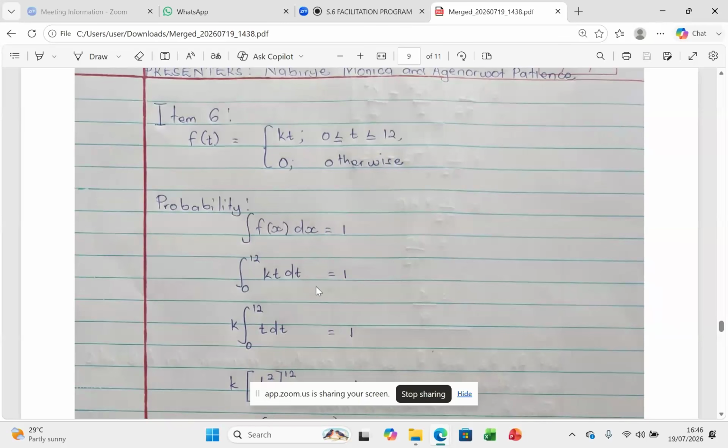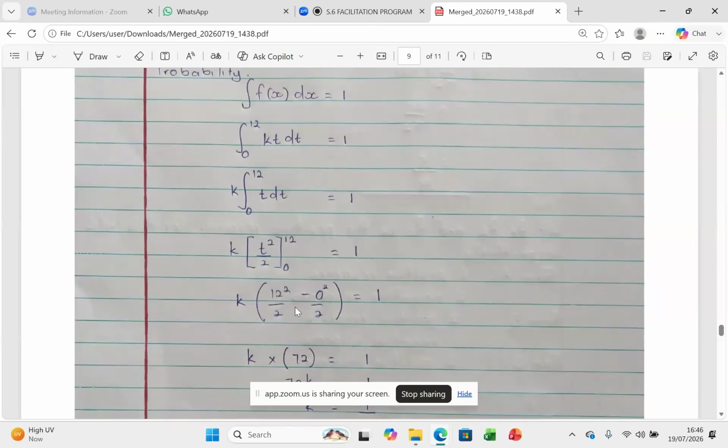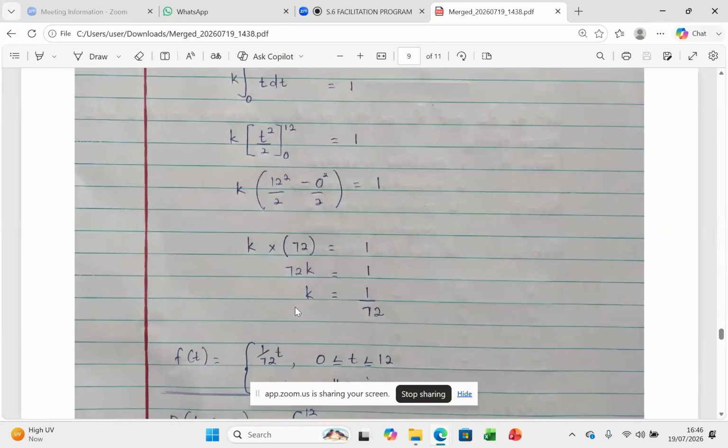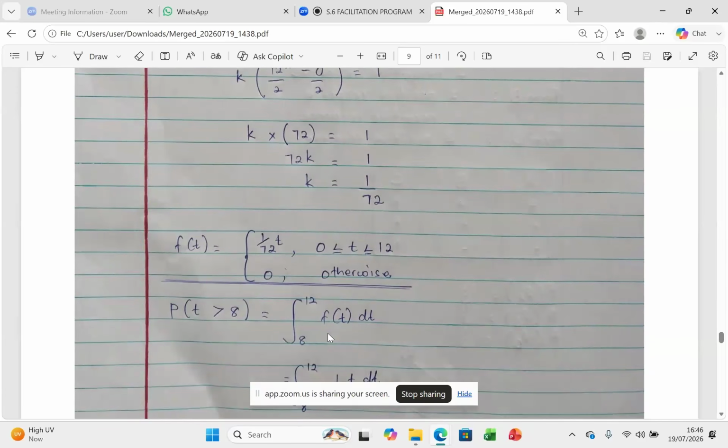So this formula needs you to integrate. This is how we integrated, and we finally got the value of our constant k as 1 out of 72. After getting your value, you have to replace it in the function that has been stated above in the question. So this is how we substituted in our value for k.